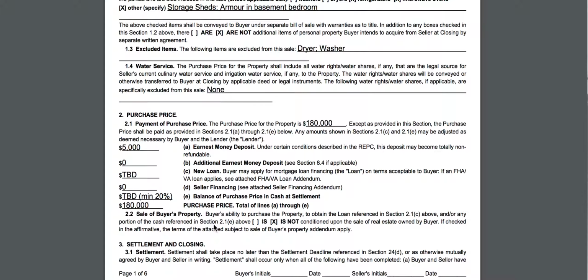If checked in the affirmative, then you do have to attach a subject to sell a buyer's property addendum. So if it states yes, then you know automatically you need to have an additional addendum stating that it is subject to the sale of the buyer's property. And then we will go over section 3 later as we head into page 2 of 6 of the real estate purchase contract.